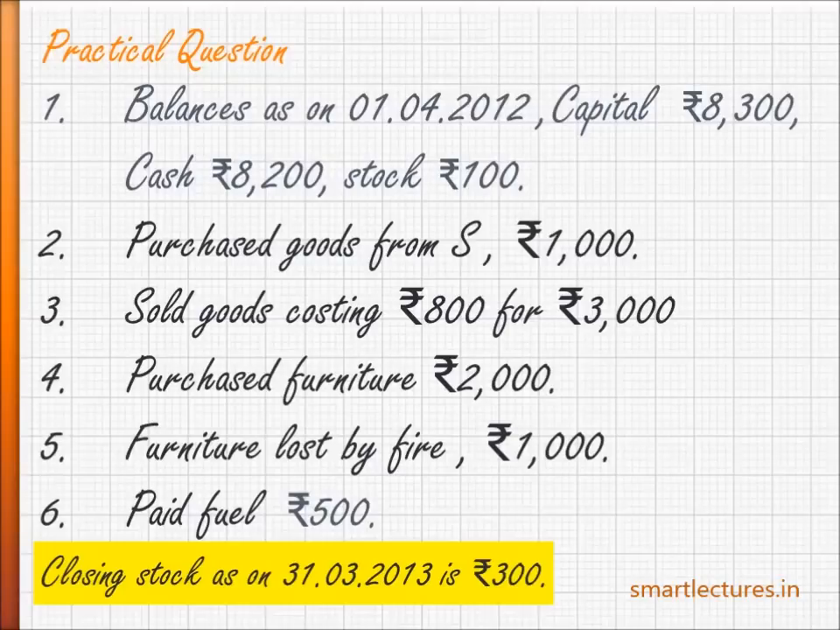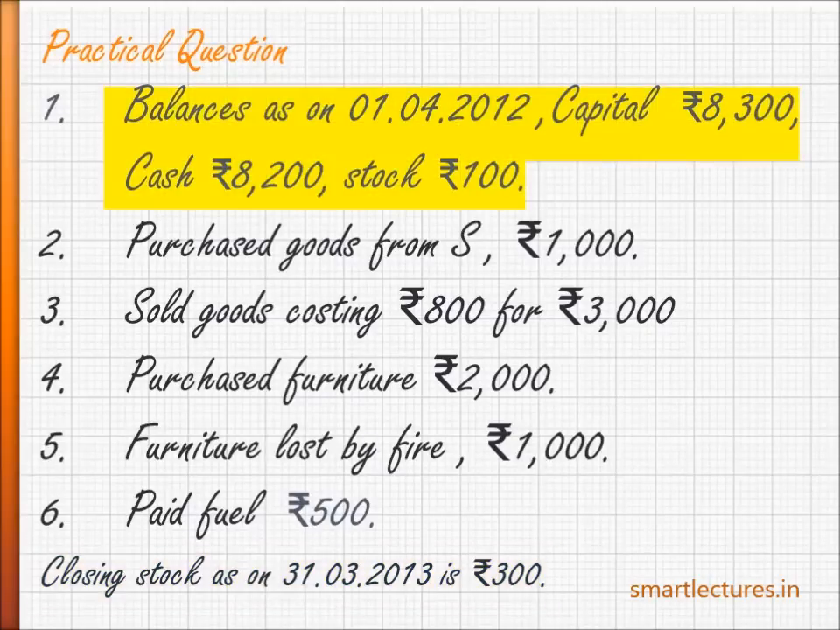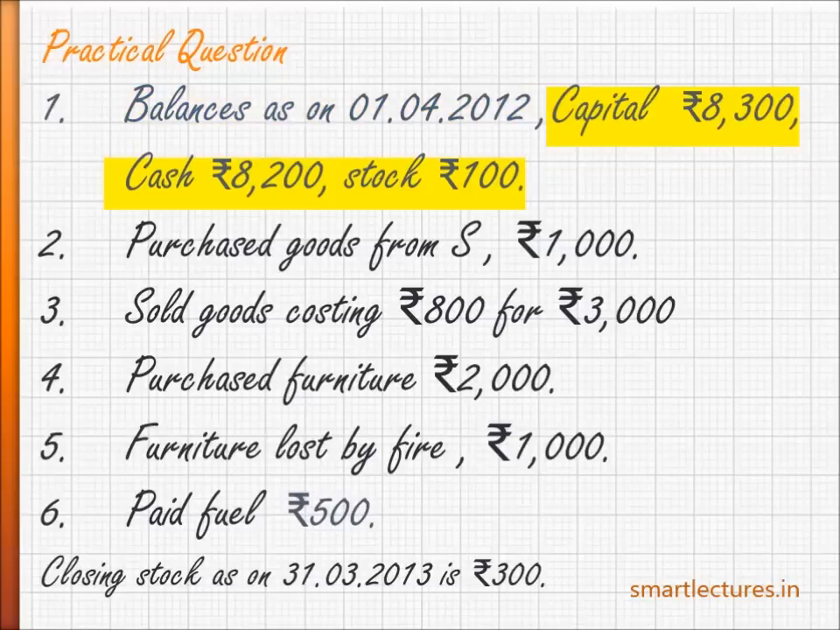So one thing is clear, it is an ongoing business because we have got the balances on 1st April 2012. Maybe somebody is running this business for the last 1 year, maybe for the last 10 years. Anyhow, we are not concerned with when this business was started. But on 1st April 2012, these were the balances: capital, cash and stock.